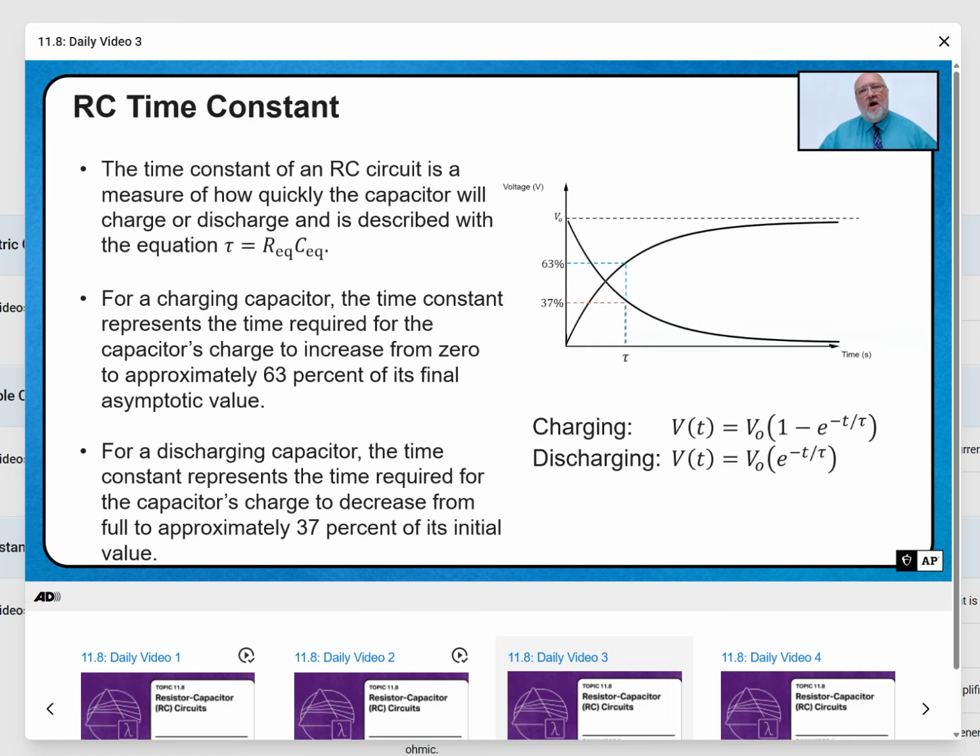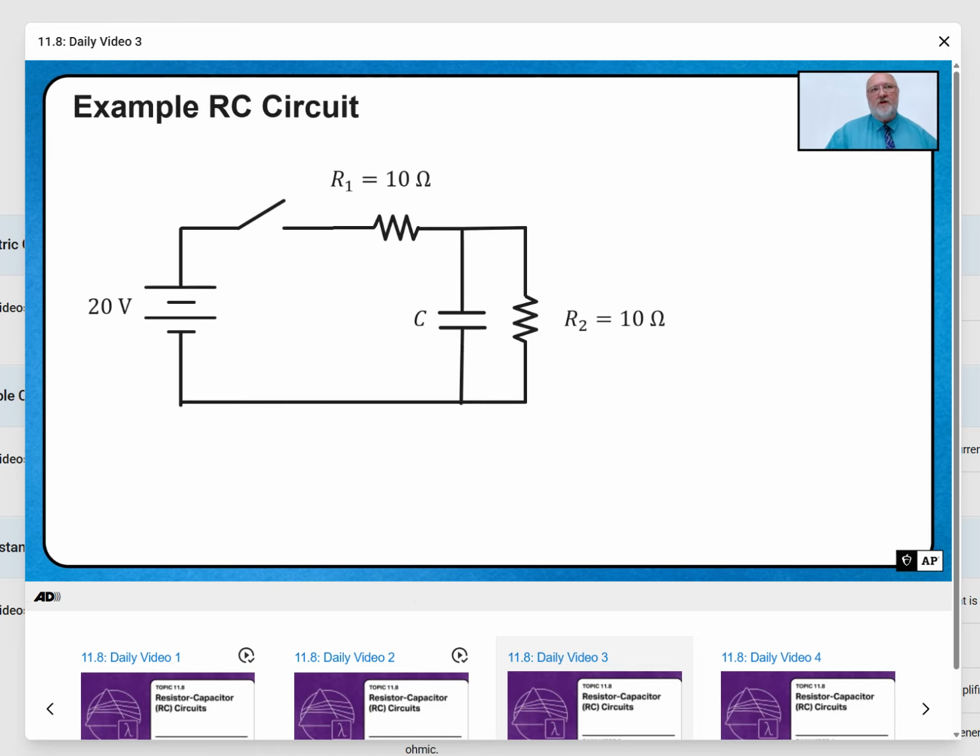But at least now we know that we can calculate how long it takes for a capacitor to charge or discharge based on the value of the equivalent resistance and capacitance in the circuit. So let's look at a slightly more complicated circuit. We have a circuit here. It's got two resistors and one capacitor. The capacitor and one of the resistors are wired in parallel.